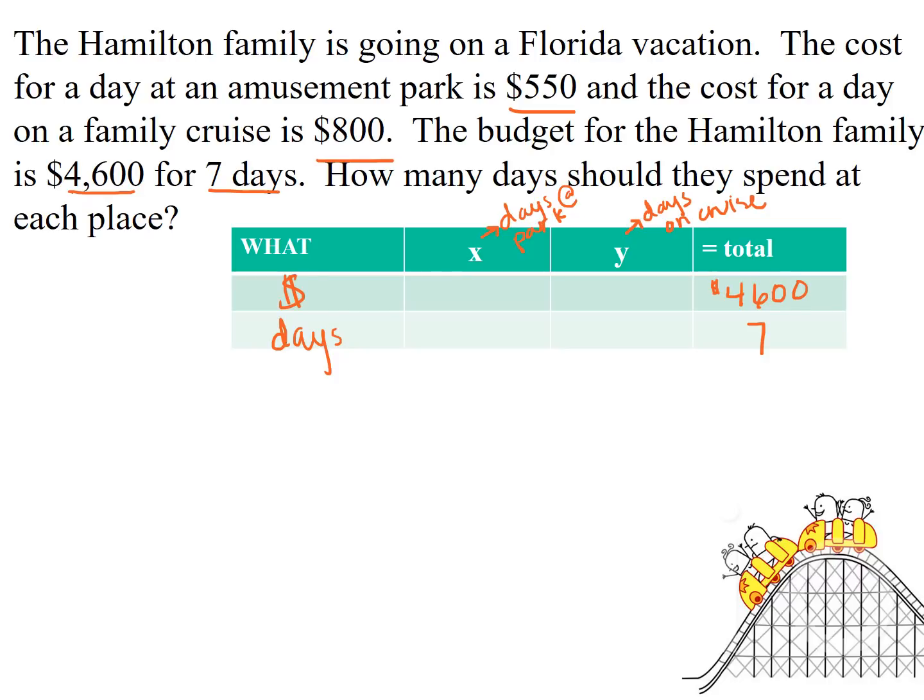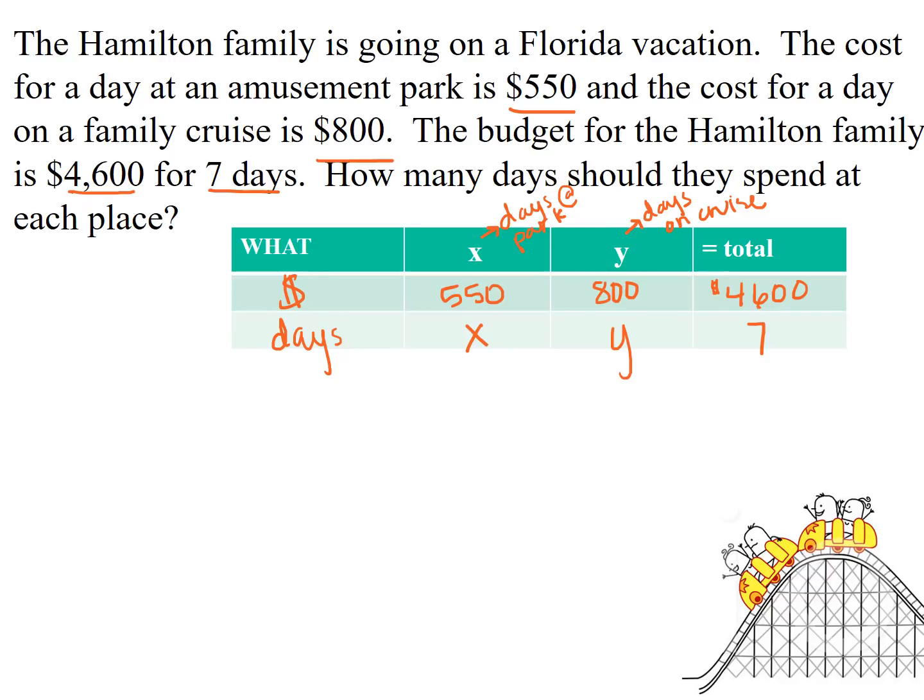Okay, so now let's break this down. The money we are allowed to spend at the park is going to be $550 a day, whereas the days on a cruise would be $800 a day. So now we're trying to figure out how many days we can spend at each. Since I don't know the days, I'm just going to fill in an X. I don't know the number of days I can spend at the park, and I don't know the number of days I can spend on the cruise. So my equation is just dealing with X's and Y's because we aren't sure. That's what we're trying to figure out based on the budget we have and the amount of days we want to be gone.